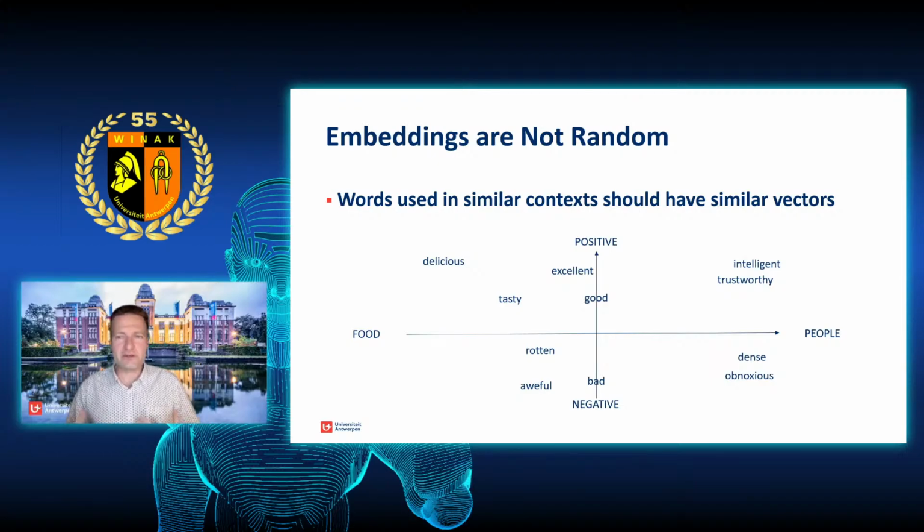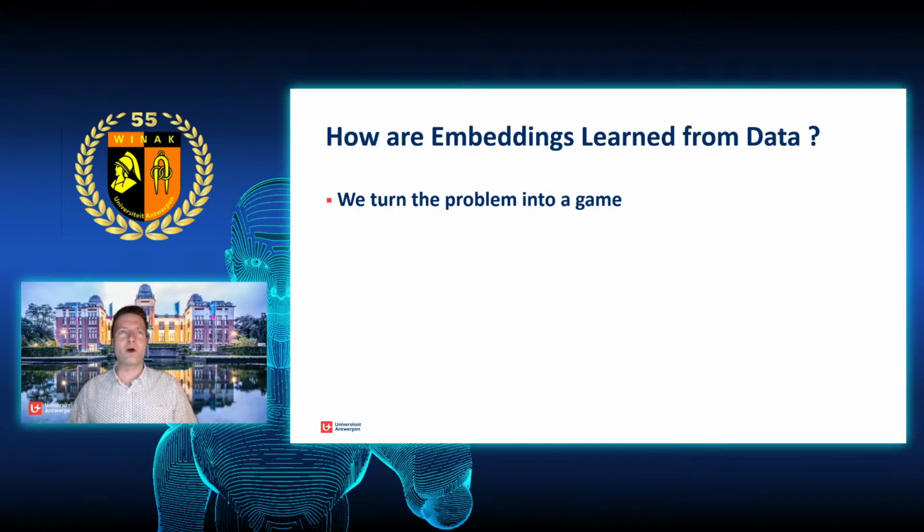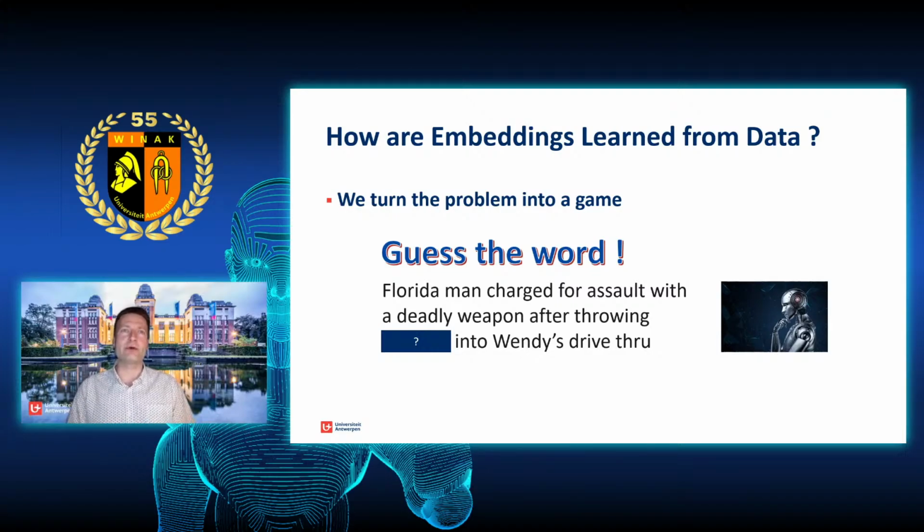So we want to do something similar, but we do not want to have to hire a lot of people that do that for us and place everything in a multidimensional space. We actually want to learn it. So let's look at how embeddings are learned by artificial intelligence and by a machine. A first step in this procedure is to turn the problem into a game. So what game? The game is guess the word.